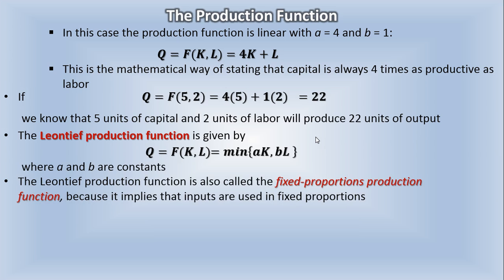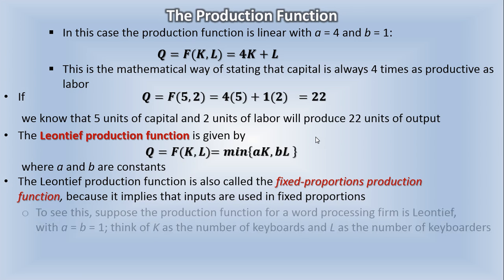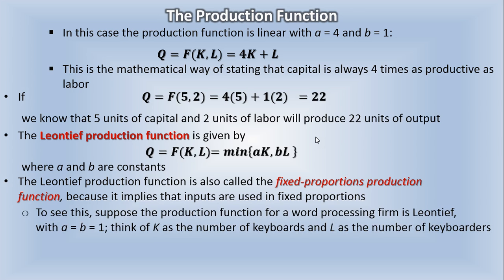The Leontief production function is called the fixed proportions production function because it implies that inputs are used in fixed proportions. So suppose that you had some weird word processing company where the job of your firm was to produce letters, I don't know, type up things for people. So it's a word processing firm.